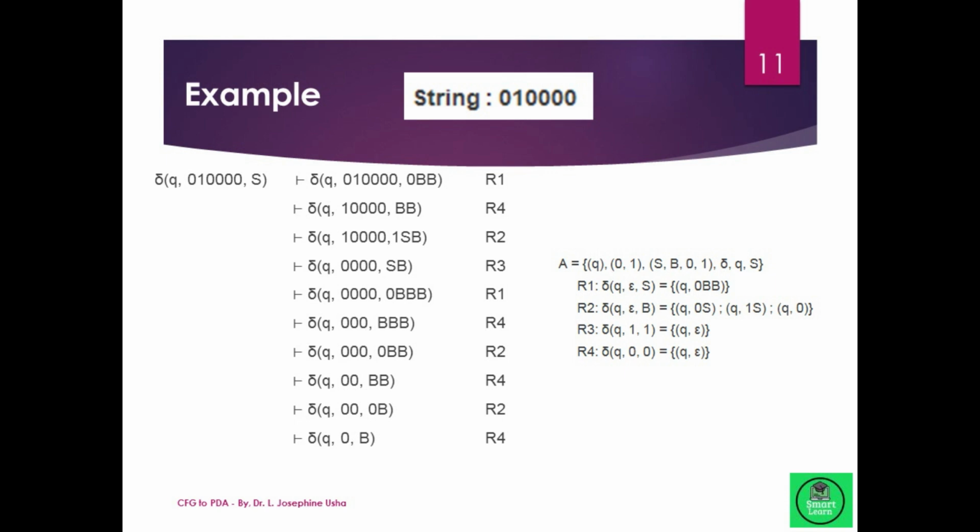Now you have 0 as the current input symbol and B on top of the stack. So you apply rule R2 and replace B by 0. Now the current symbol as well as the symbol on top of the stack match, so you pop the symbol. Now the stack is empty. So the input string 010000 is accepted by the given pushdown automata. This is how we can use the instantaneous description and the turnstile notation for recognizing the input string, or checking whether the input string is accepted or rejected by the pushdown automata.